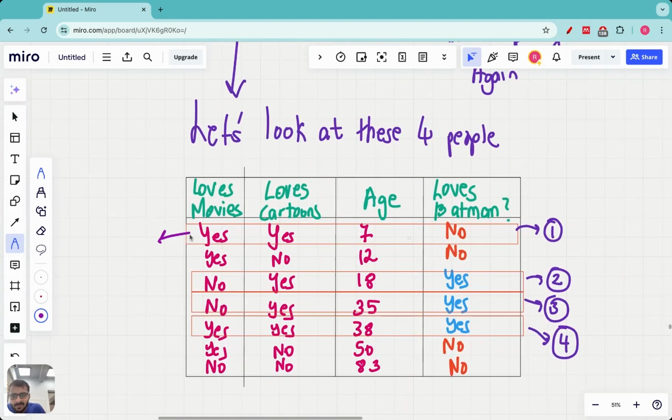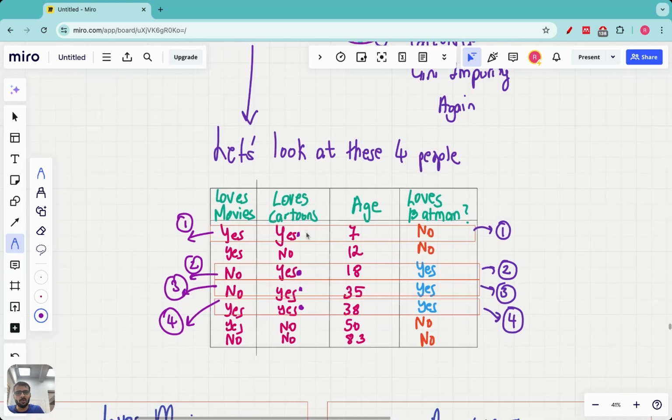So let's look at these people. This is the first person over here. I'm marking as one because they have answered yes. Then this person has answered yes, this and this. So these are the four people, so I'm marking them as 2, 3, and 4. So these are the four people which we are going to be looking at.